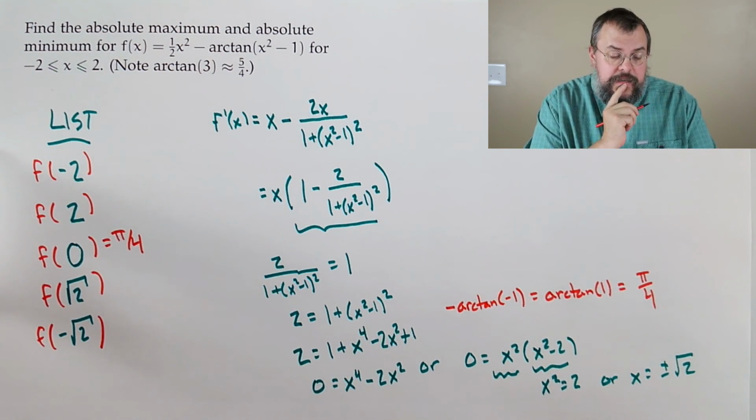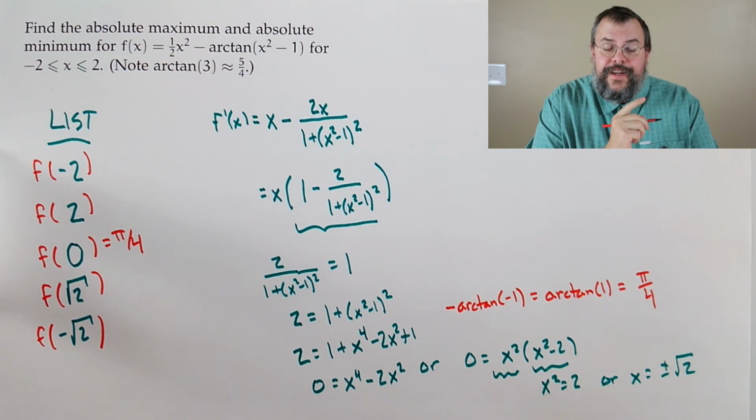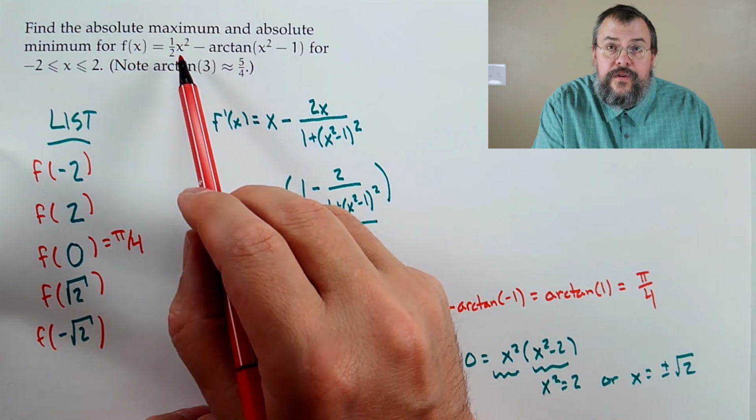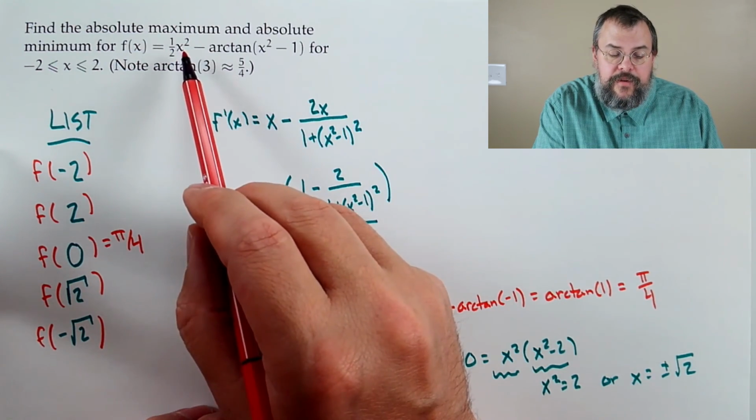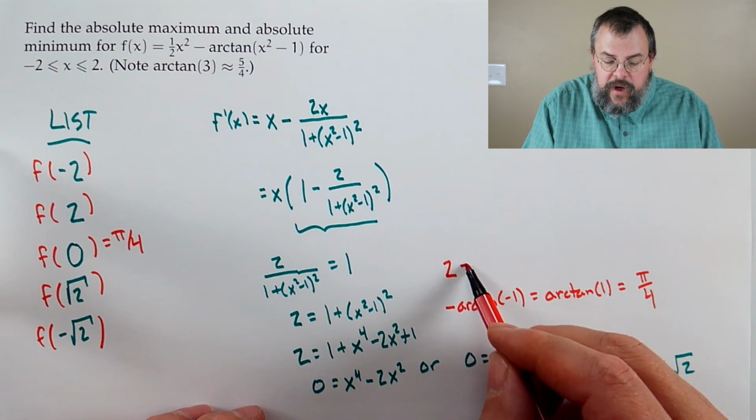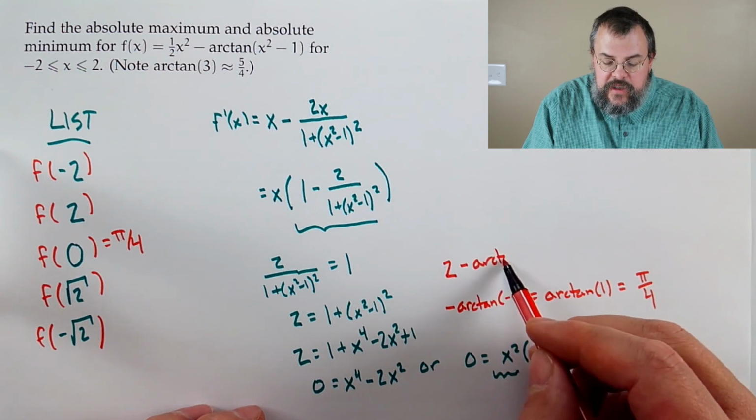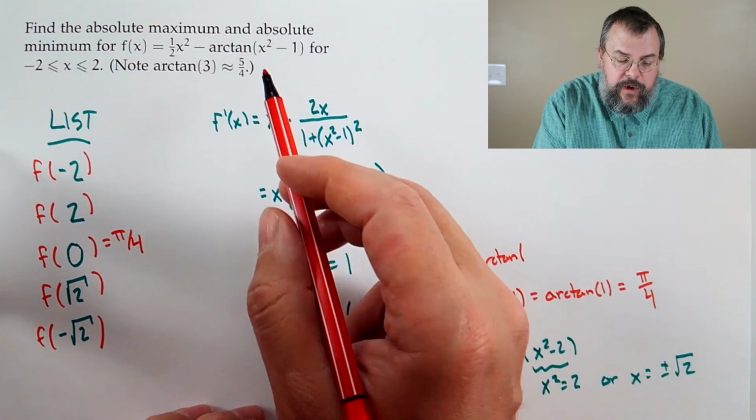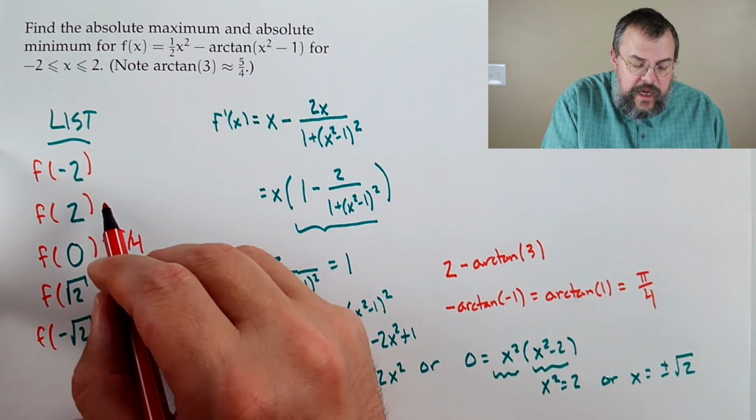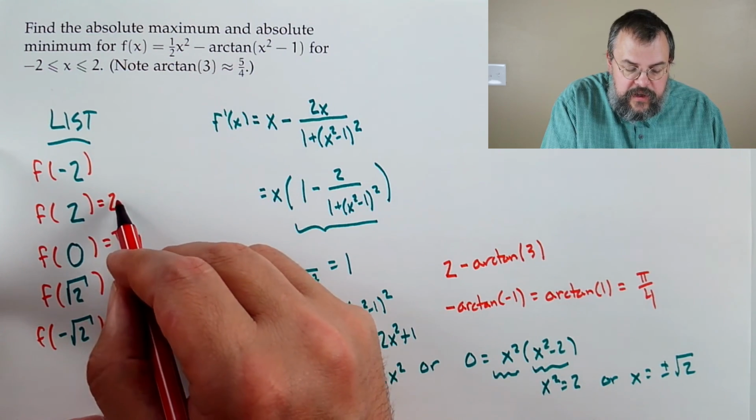Now, let's try 2. 1/2 times 2 squared, 1/2 times 4. So that would be 2 minus arctangent of 2 squared minus 1, which is arctangent of 3. So that would be what happens when we plug in 2.